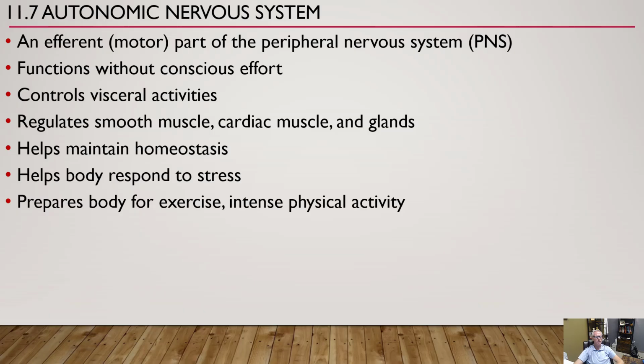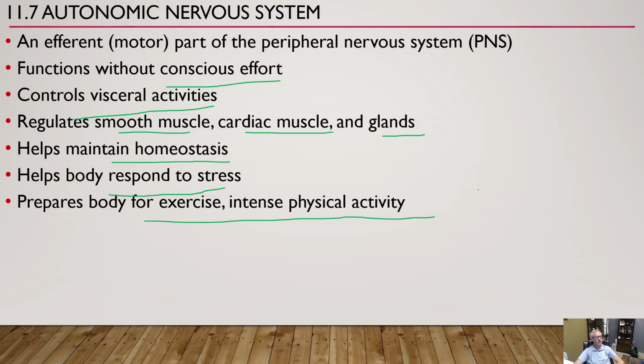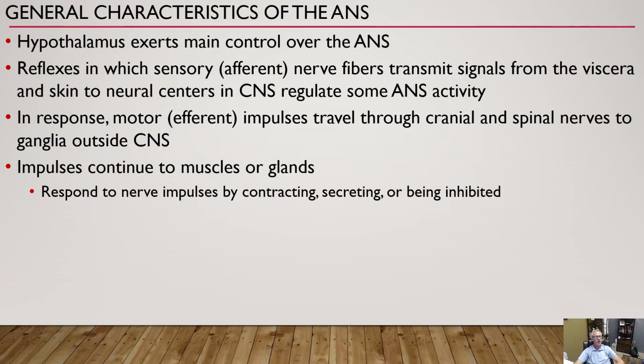All right, autonomic nervous system. It's part of your peripheral nervous system. Autonomic means your automatic functions without conscious effort. It controls your visceral activities like your smooth muscle, cardiac muscle, and your glands. Everything goes back to homeostasis. It responds to stress and helps prepare for exercise and intense physical activity. We can divide this into your sympathetic and your parasympathetic activity.